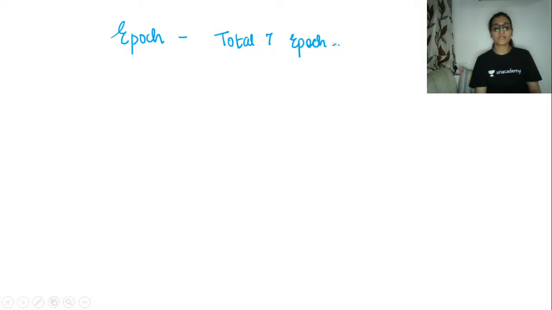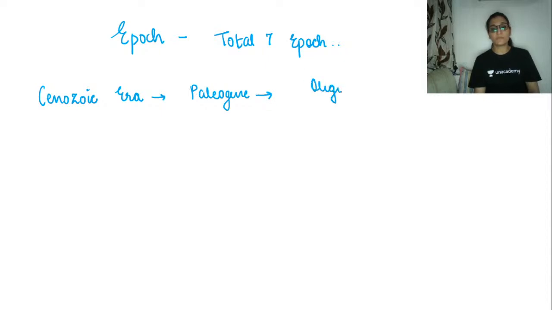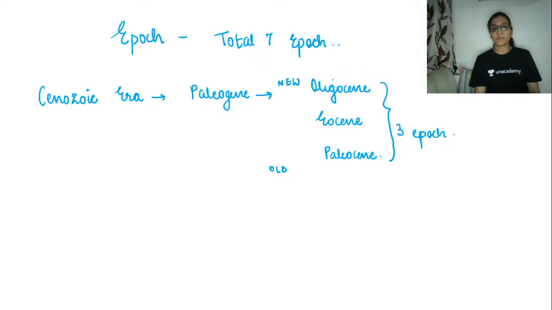And the Cenozoic era has this Paleogene, and this Paleogene itself consists of 3 epochs. So I'll make a list. In this Cenozoic era, this Paleogene is made up of 3 epochs, that is Oligocene, then Eocene, then Paleocene. These are the 3 epochs of the Cenozoic era. So Paleocene is the old and Oligocene is the new. Right? So the Paleogene of the Cenozoic era is divided like this.